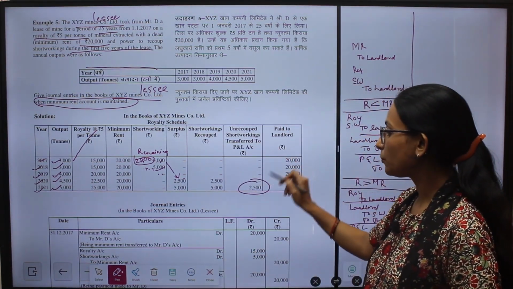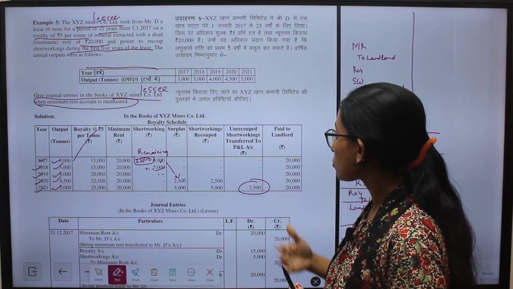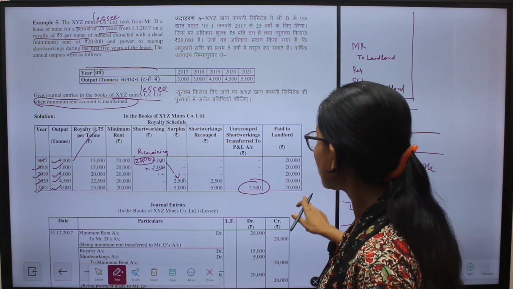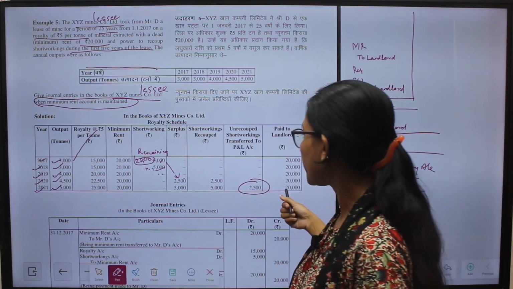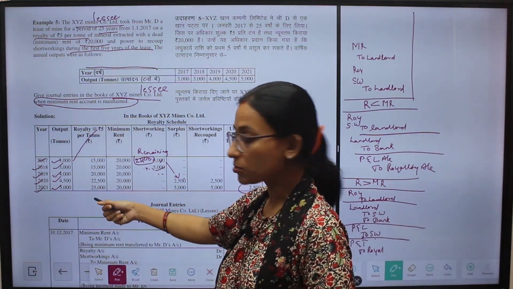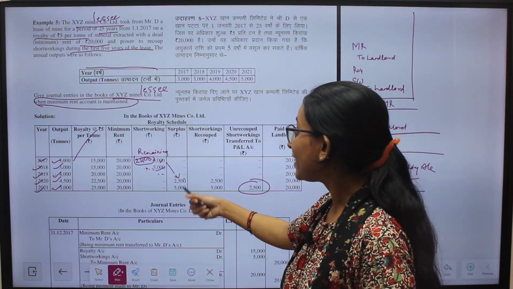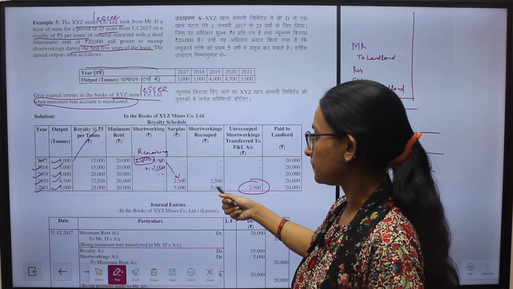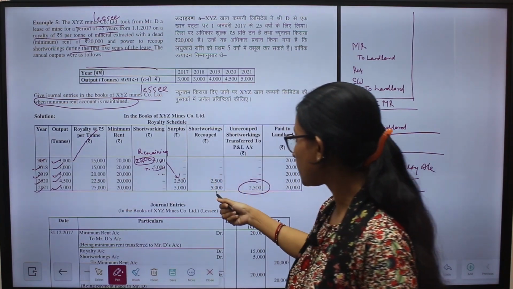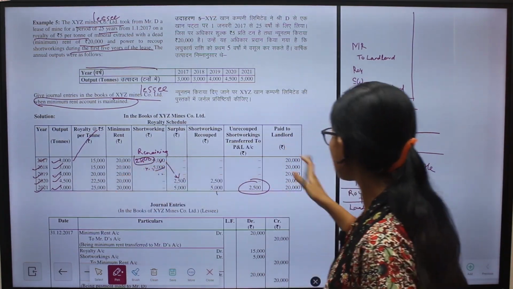Unrecouped short working is transferred to P&L account, because for this amount we don't have excess money to recoup, so we have to transfer it to the P&L account. And to the landlord, how much will we pay? Rupees 20,000. Why 20,000? Because though the royalty earned in this year is 25,000 and the minimum rent was 20,000, there is a surplus of 5,000, but that 5,000 we have recouped in this year. So from 25,000, 5,000 has been recouped. The remaining amount left is only 20,000, so we will pay the landlord only rupees 20,000.